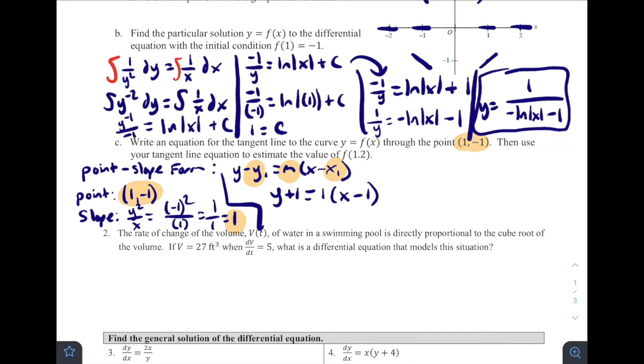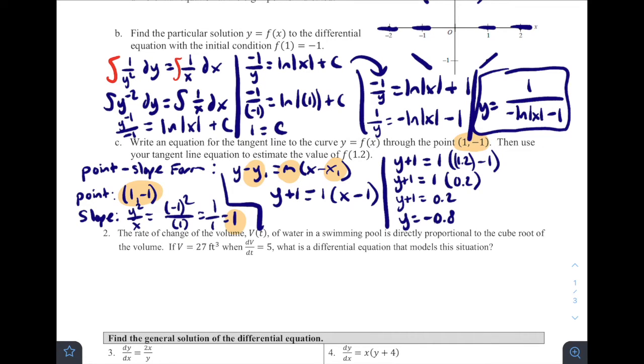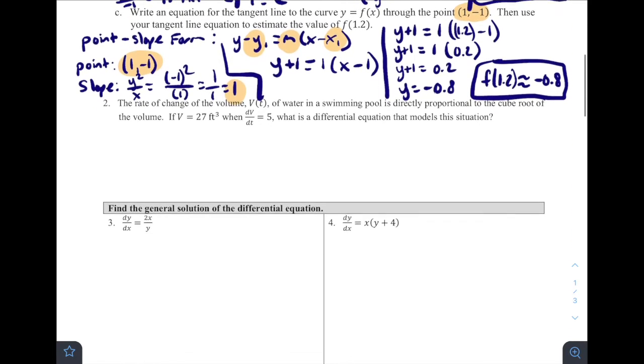And our last part here is they're asking us to estimate the value of f of 1.2. So I want to plug in 1.2 for my x and see what happens. y plus 1 is equal to 1 times 1.2 minus 1. So y plus 1 is equal to 1 times 0.2. So y plus 1 is equal to 0.2. If we subtract 1 from both sides, we get that y is equal to negative 0.8. So we can estimate that f of 1.2 is around negative 0.8 if we use this tangent line. That's part C. Let's move on to number 2.